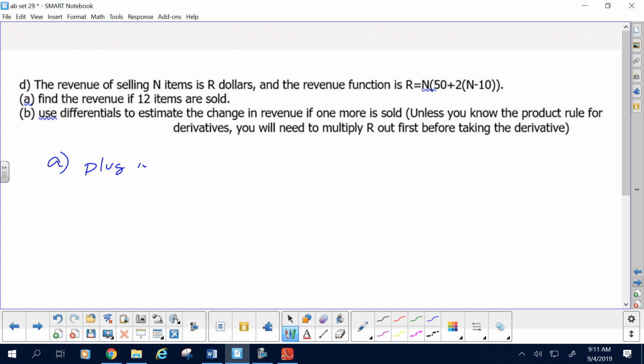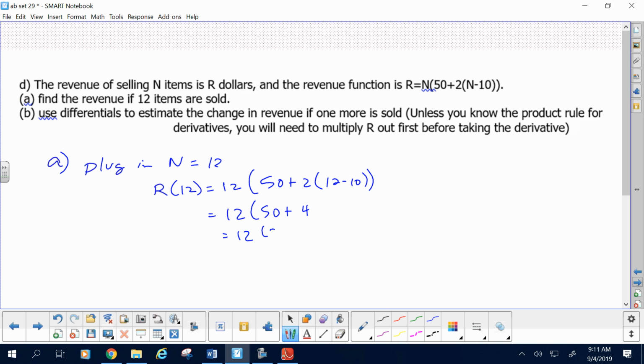Plug in what? n equals 12. And so revenue when 12 items are sold is 12 times (50 plus 2 times 12 minus 10), or 12 times (50 plus 4), or 12 times 54. What's 54 times 10? 540. What's 54 times 2? 108. What's 540 plus 108? 648. And that's revenue, so the units are dollars. I guess it could be lots of money units, but they didn't say dollars. You follow me on part A?